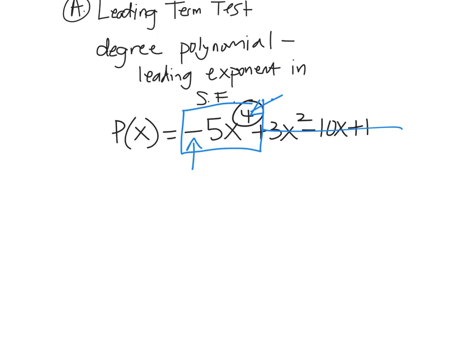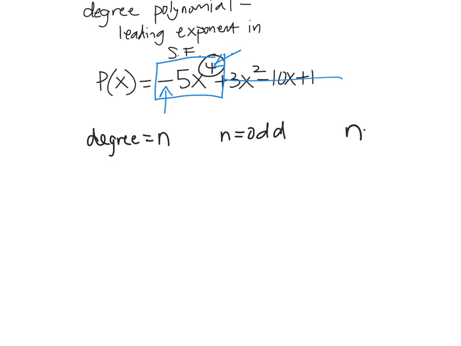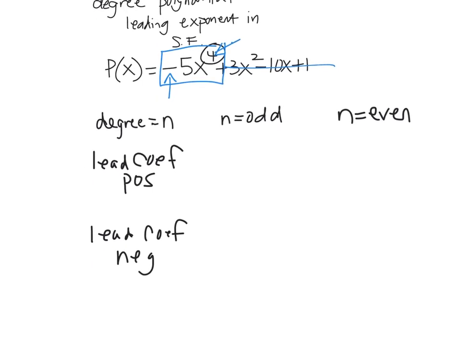Okay, so here's the leading term test. Let's say that the degree of the polynomial is n, where n is a number. And if n is odd, we're going to make a chart here. If n is even, and then we also need to do if the leading coefficient is positive or if the leading coefficient is negative. I have so much better writing than this. This iPad's really not good for me.